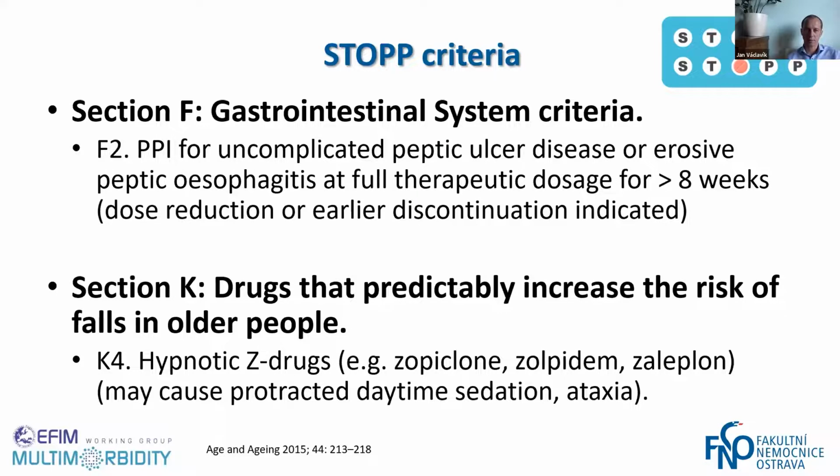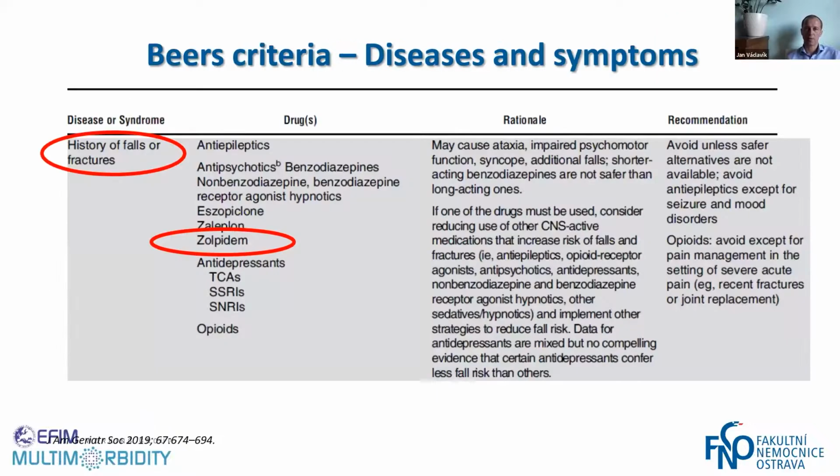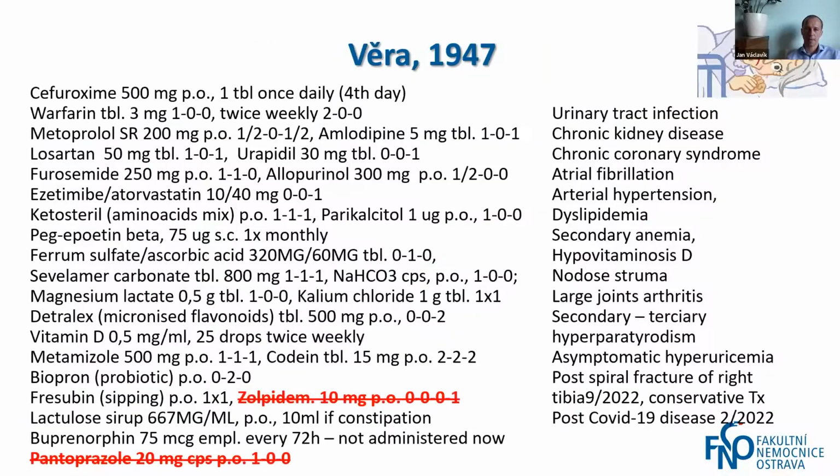Also, the STOPP criteria tell us that we should leave out drugs that increase the risk of falls, and our patient has fallen, had fractures, so she's using zolpidem, and this is another candidate for withdrawal. And in fact, in the BS criteria, they also say that in patients with a history of falls and fractures, zolpidem should be considered to be withdrawn. So at this moment, we have left out 2 drugs, zolpidem, a hypnotic, and pantoprazole.